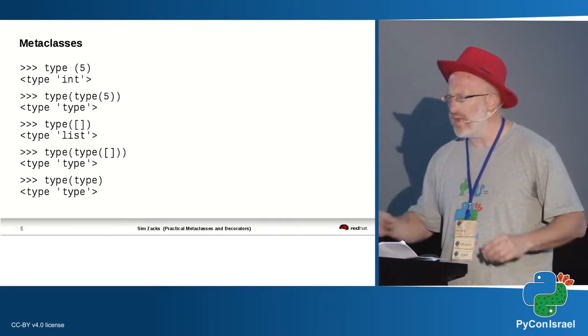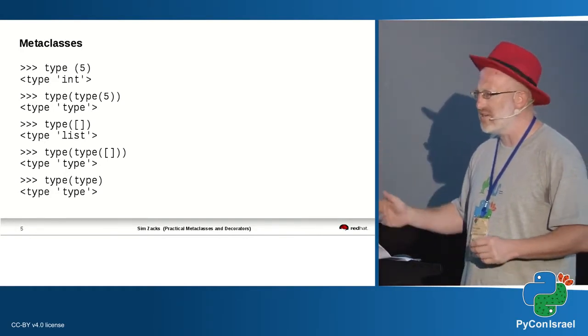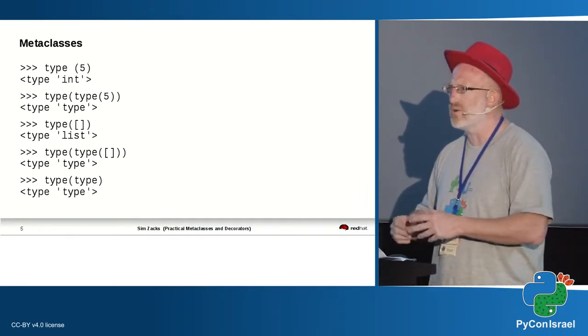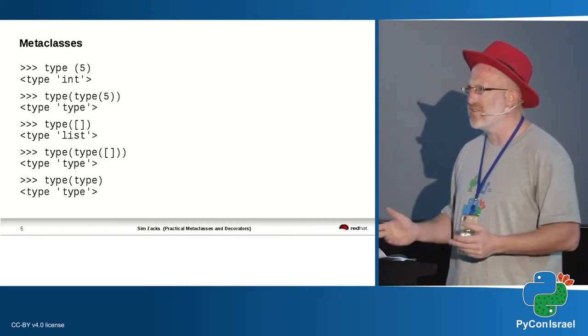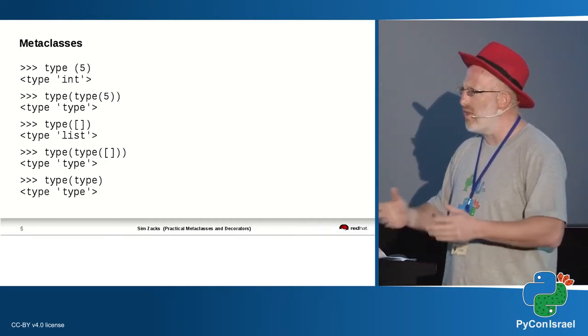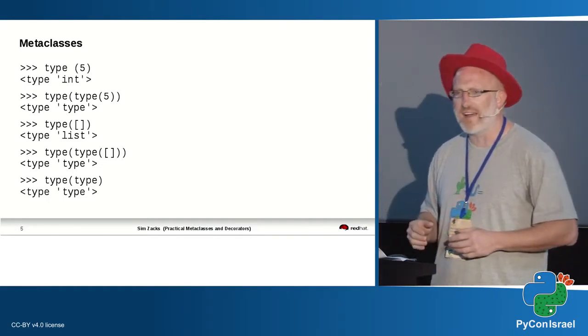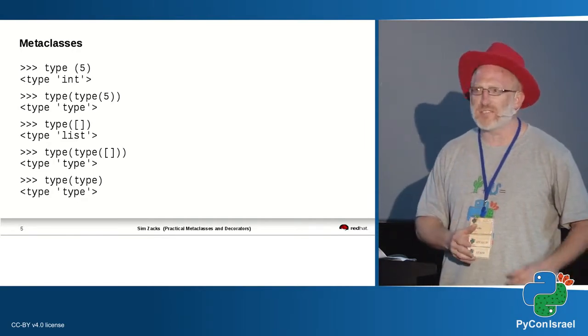And this is true as we go through the entire language. The type of a number is of type int, but if you look at the type of int, which is basically the type of int itself, that's a type. The same is true for list and all of the other user-defined types. What gets interesting is that the type of type is also type. We see from here that type is its own class, it's its own object.